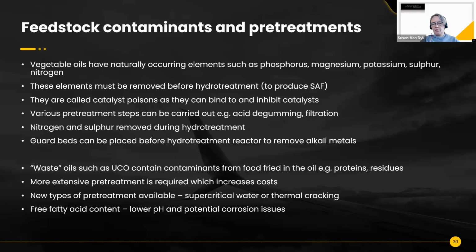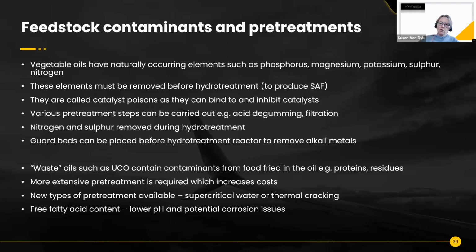So pre-treatment has to be carried out that can actually remove all of these compounds, and some of the pre-treatment steps would be, for example, acid degumming, filtration, and so on. So nitrogen and sulfur, you actually get that in crude oils. So that's not really an issue. It doesn't bind to the catalyst, but it's removed as part of the hydrotreatment process. But the percentage of nitrogen and sulfur will be important because the more nitrogen and sulfur you have, the more hydrogen you will use.